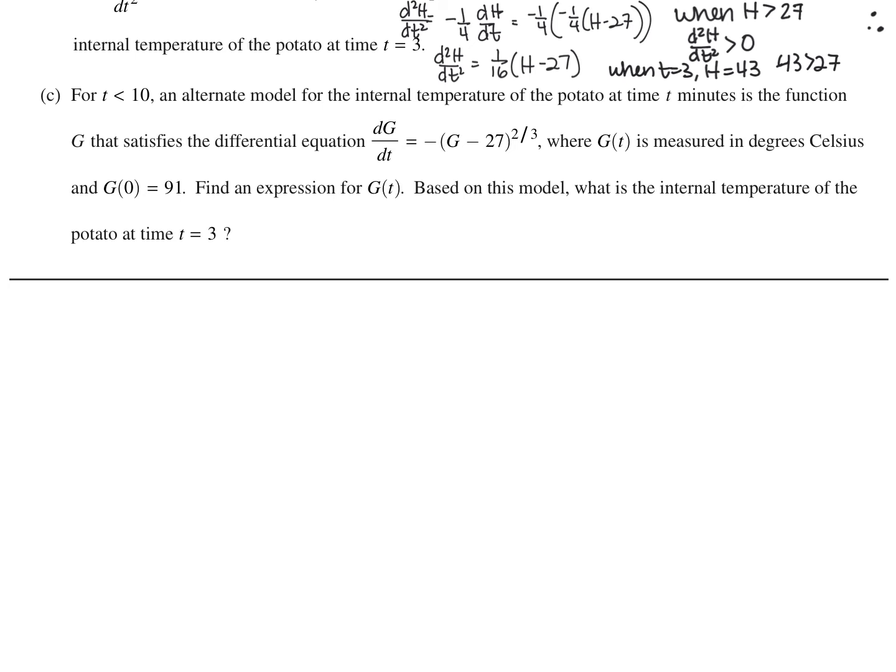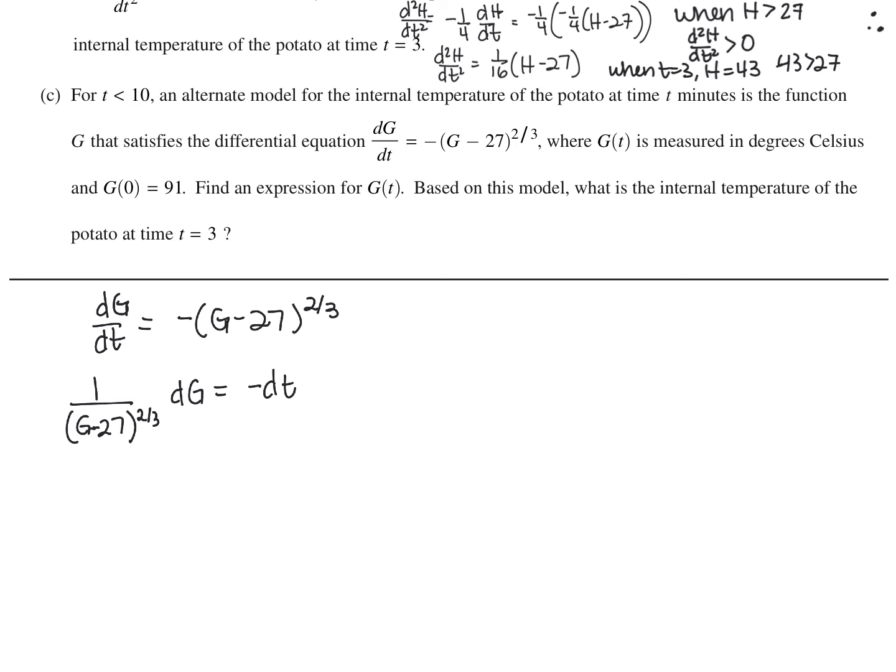Ready? The good news is, or bad news, I'm not sure how you look at it, this section will be worth a lot of points because we've only had 4 so far, right? So this will have more points. Here we go. So first thing we'd want to do is take this new function and rewrite it. Separate it. So I need to take the antiderivative. So I'm going to have 1 over (g minus 27) to the 2/3 dg equals negative dt.